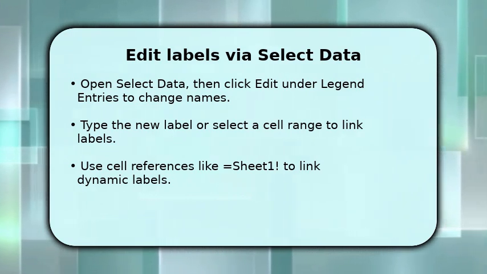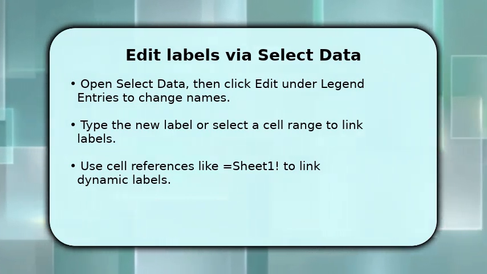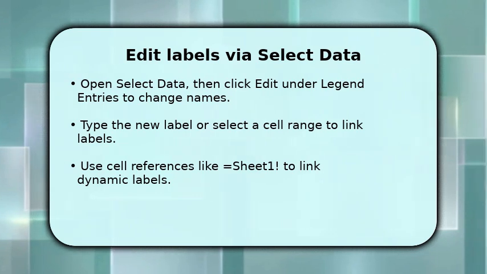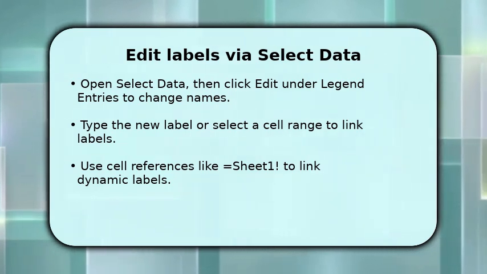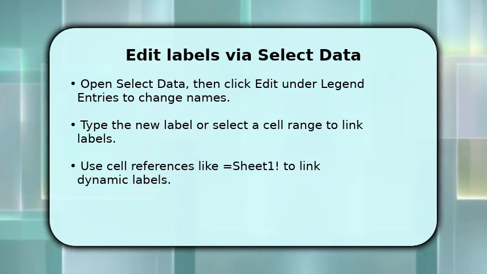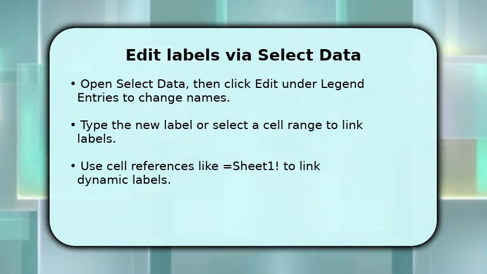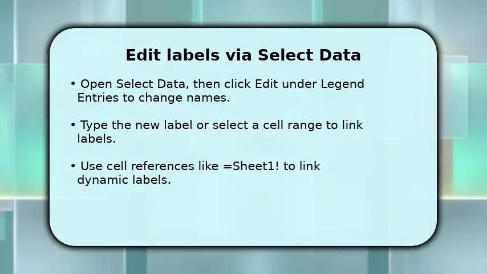When you link to cells, the legend updates automatically when cell values change. You can change multiple entries by selecting each legend entry and repeating the edit step. Keep labels short and clear so the chart remains readable at typical sizes.